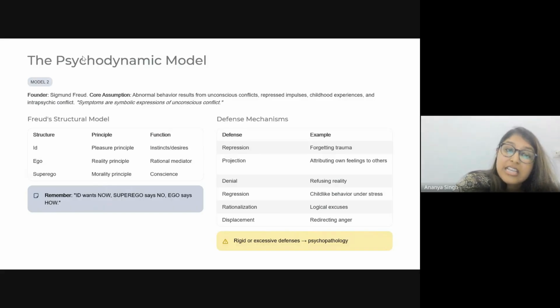All of these exist. There's also a classification between healthy and unhealthy defense mechanisms. However, normal people also employ these defenses at some point, but when they get very rigid and excessive, like you're using them in all situations, that is when it becomes psychopathological.